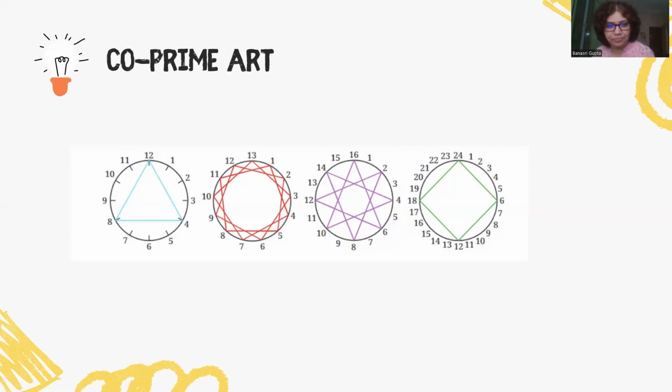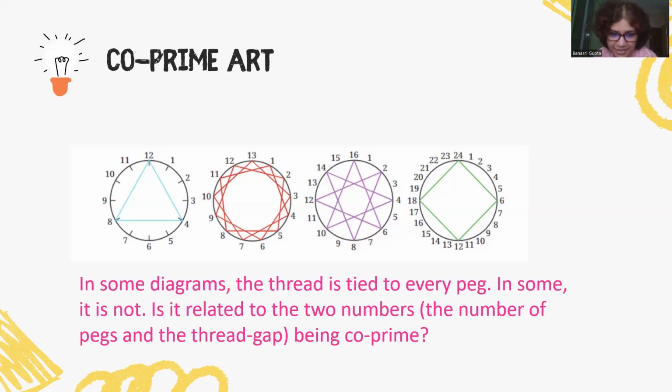So in some diagrams, the thread is tied to every peg. In some, it is not. Is it related to the two numbers being co-prime? The number of pegs and the thread gap. If they are co-prime, then the thread will pass through all the pegs, all the numbers. If they are not co-prime, then there will be some gaps.